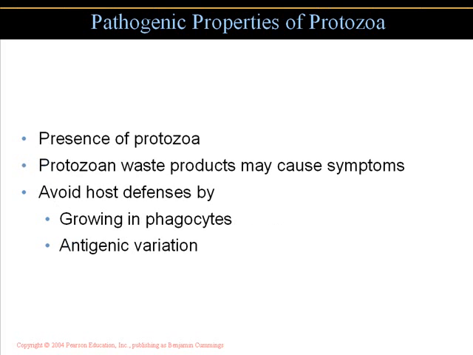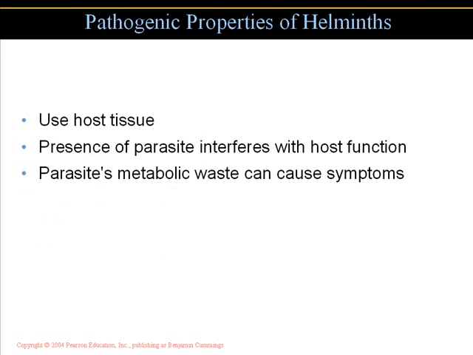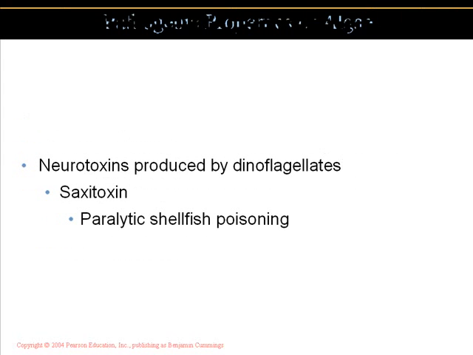For protozoa, it is the waste products that can cause a lot of the symptoms. They avoid the host defenses by growing inside phagocytes. We also see antigenic variations with these organisms. They do utilize the host tissue. The presence of parasites interferes with the host functions. Parasites' metabolic waste causes a majority of the symptoms. And then we see, again, we talked about with algae, the dinoflagellates, the saxitoxins ingested by shellfish, and then you have paralytic shellfish poisoning.